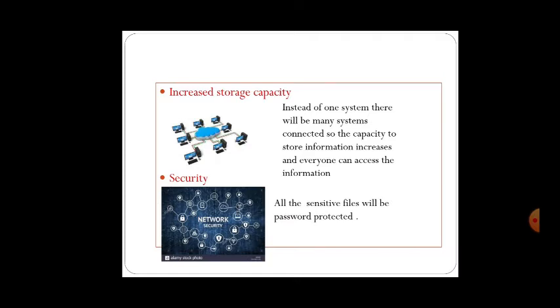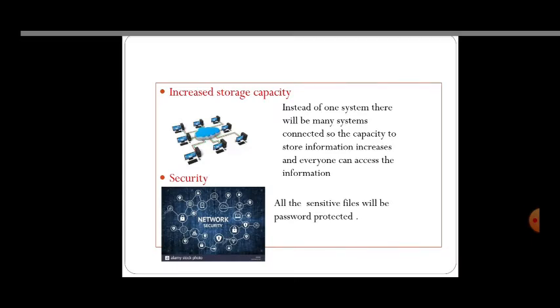Next is security. All the sensitive files will be password protected. This is the major thing. Whenever you need to log in, you need to put some password, and these passwords are in encrypted form, so you will not be able to see the password. You know what sensitive files are? They are the confidential files, so they are password protected. You can't just access the file. You need a password and you need the permission also.